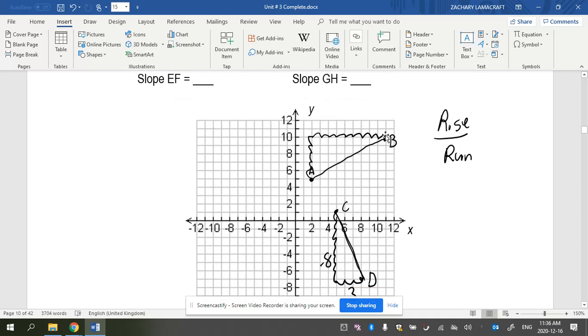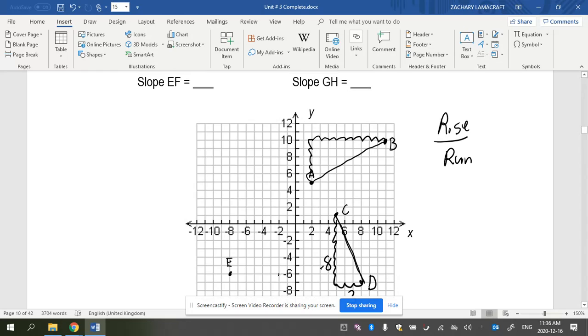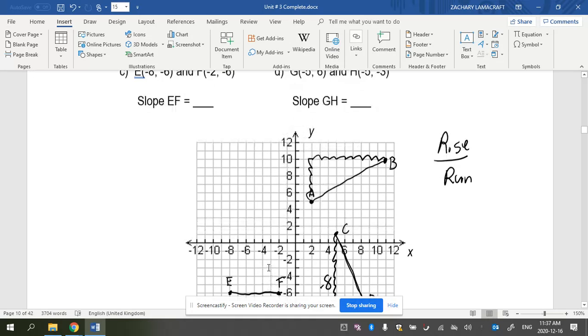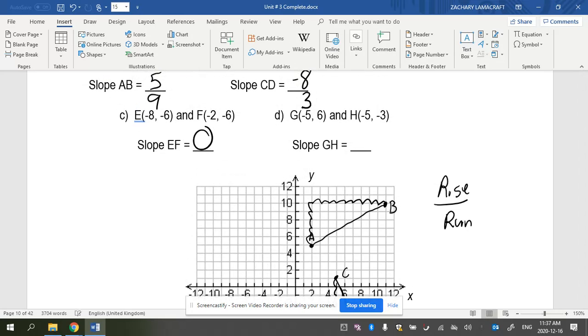Okay, we've got 2 more left here. E says -8 and -6. So -8 and -6 would be right there. That is E. And F is -2 and -6, which would be right here. We've got a nice flat line. Once again, guys, you'll use a ruler. Don't have one that works on this screen. That's why. In this case, that's a flat line. So what would the slope of that be? 0, wicked. Okay.